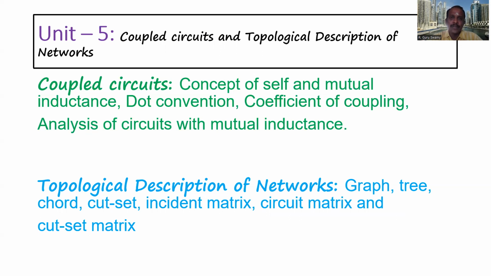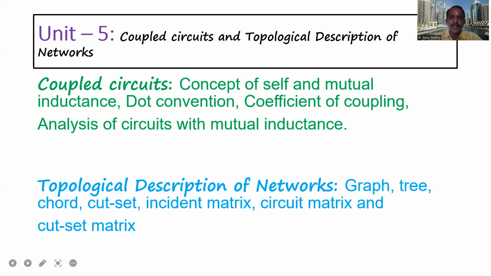We have self-inductance and mutual inductance, and how well the coils are coupled, called the coefficient of coupling. Also, whether mutual inductance is positive or negative, we study the dot convention assigned for that. We analyze many coils or electromagnetic circuits with mutual inductance. That is the first part of unit 5.